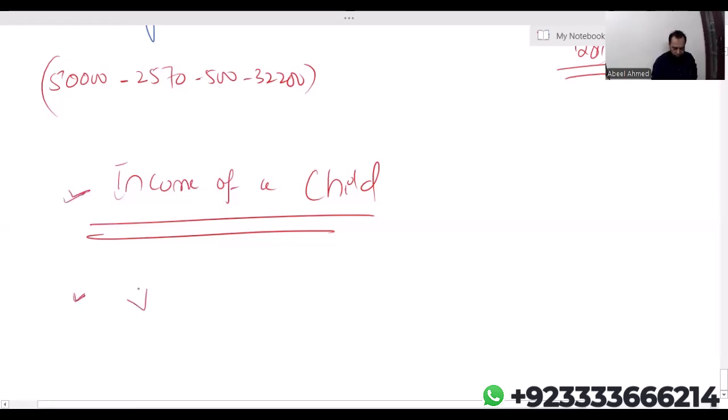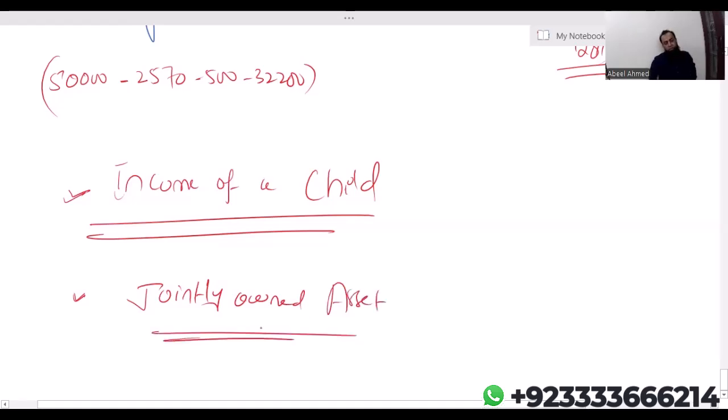One more concept: jointly owned asset. Obviously, I'm talking about husband and wife. In the case of husband and wife, if there is a jointly owned asset and income is coming from it, that income will be split between husband and wife 50-50%. Repeat: income coming from a jointly owned asset between husband and wife will be split 50-50%.